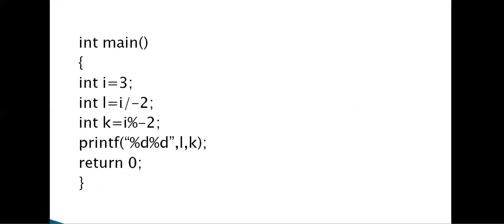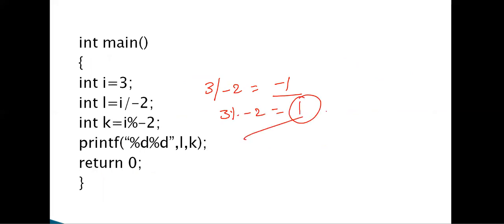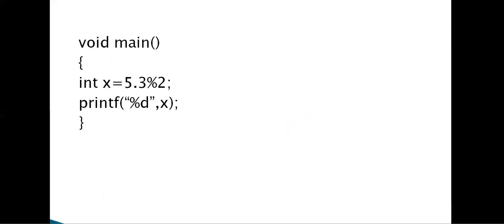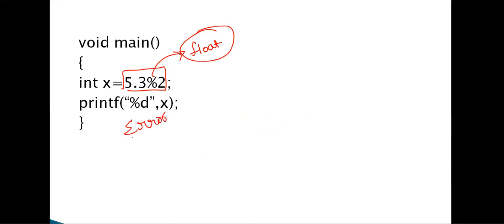Now the same, 3 by minus 2. Simply the answer is minus 1. 3 mod minus 2, the numerator is positive, so the answer is 1. This is the value. Got it? So the L value is minus 1, the K value is equal to minus 1. Now 5.3 mod 2: the modulo division operation is not applicable to floating point numbers. If you try to apply modulo division, it gives an error.